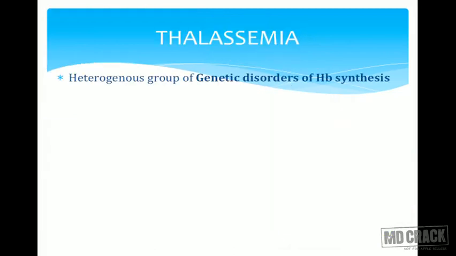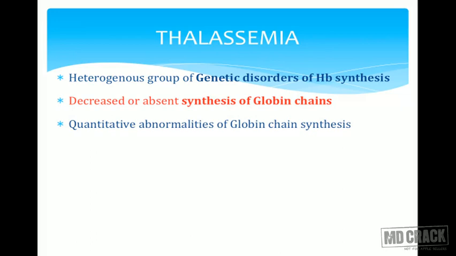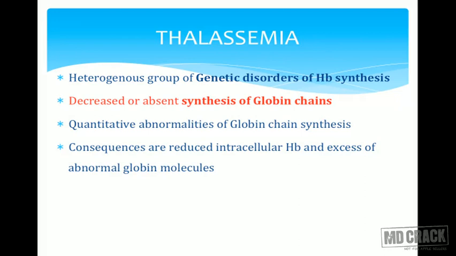So what is this thalassemia? It is a group of genetic disorders due to defective hemoglobin synthesis. It's mainly decreased synthesis, or it could even be totally absent synthesis, of the globin chains. So quantitative abnormalities of globin chain synthesis occur. But remember, whenever there is reduced synthesis of one chain, there can be excessive production of the other chains. So this is what happens.